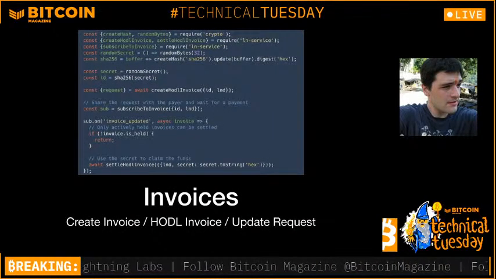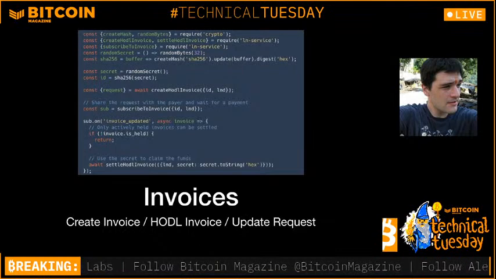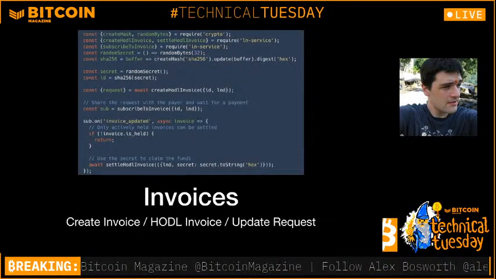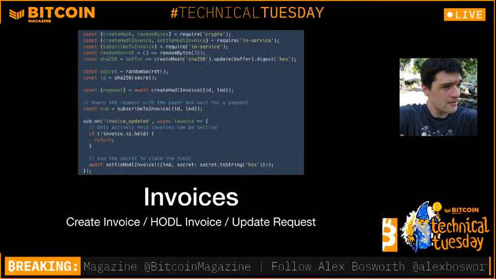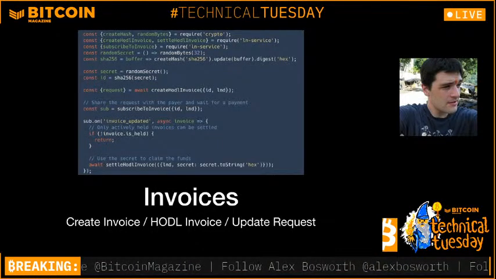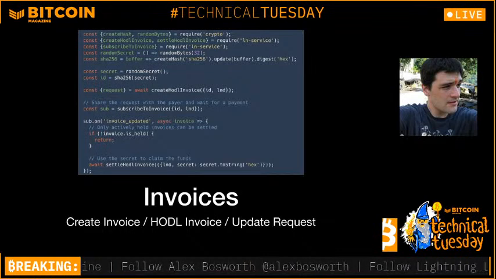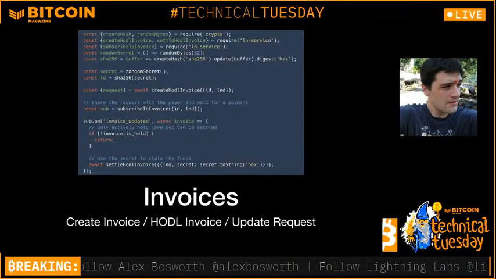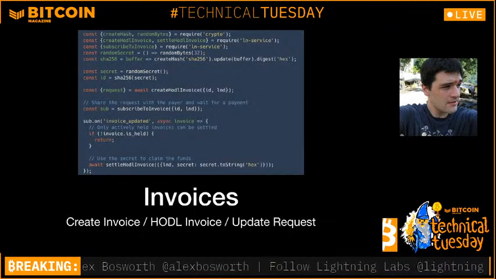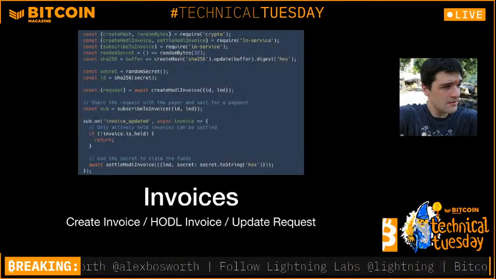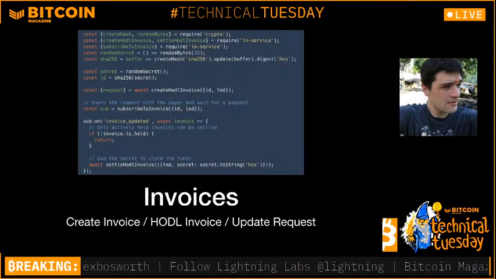Okay, so once we've started making payments, you might want to start getting money. I think Lightning is a great opportunity to make some money, make some Bitcoin, stack some sats. So what I have in this example is using what I call HODL invoices. And a HODL invoice works differently than a normal invoice.